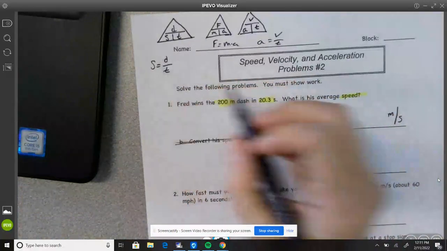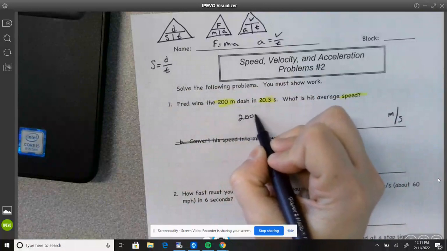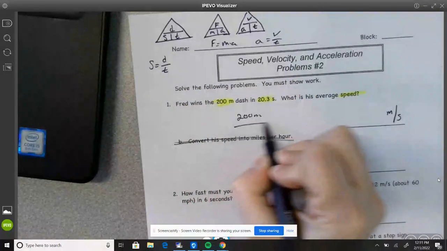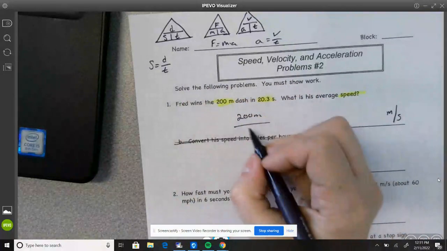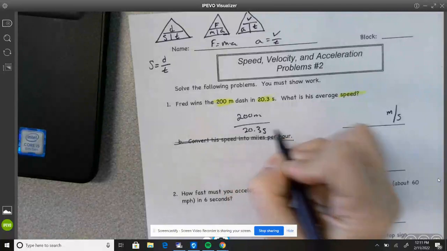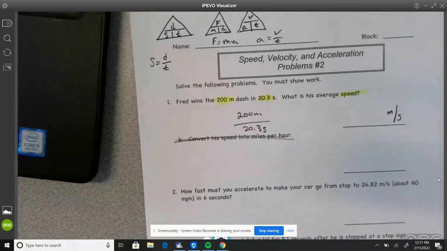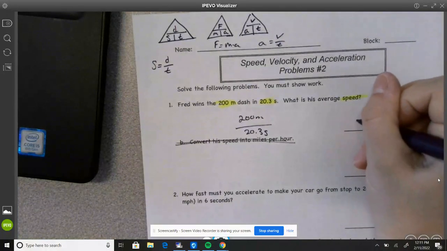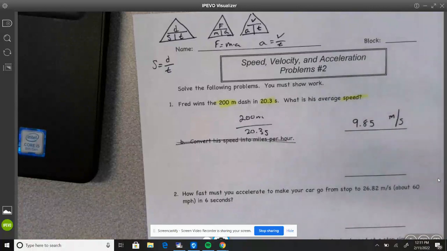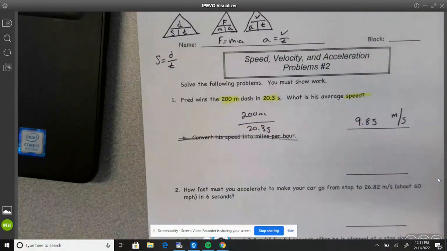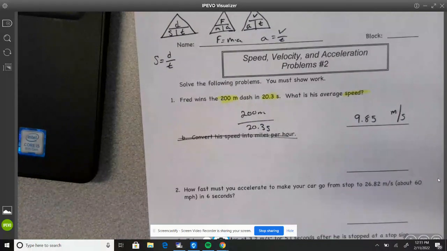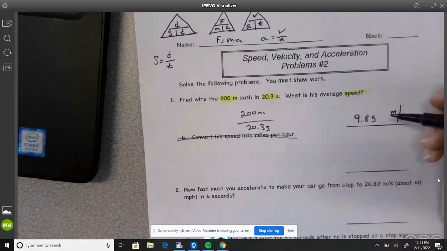So distance is going to go on top, so 200 meters on top, and then time is on bottom, so 20.3 seconds on bottom. And so essentially our problem will be 200 divided by 20.3, which that should get you 9.85, or somewhere at least close to there. I don't mind you rounding up a little bit. Just don't round up to the whole number. Kind of keep it out to the 10th at least.